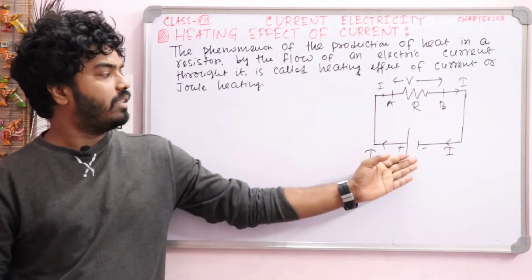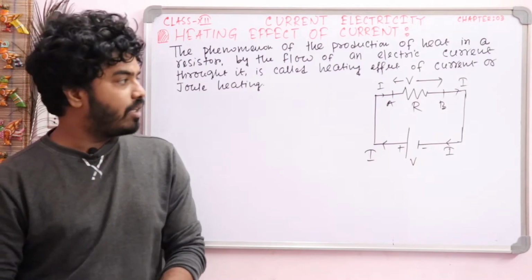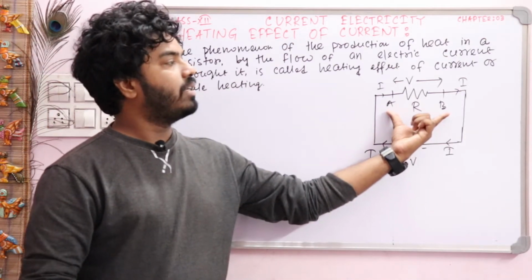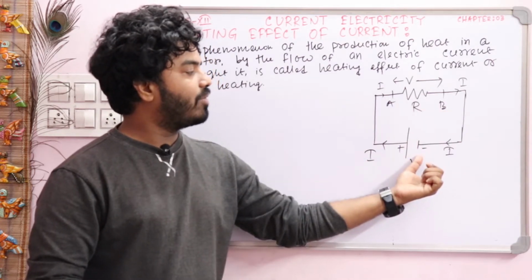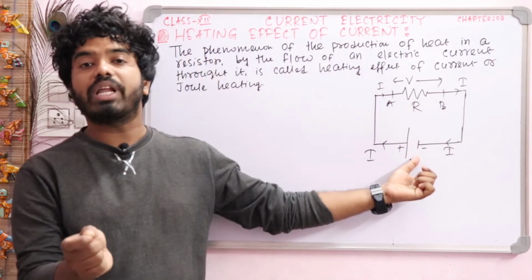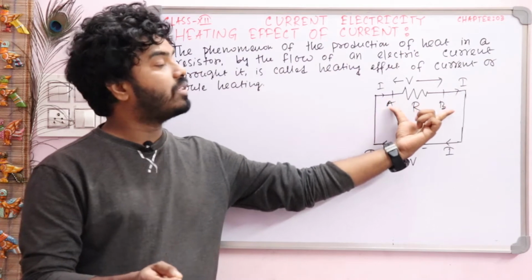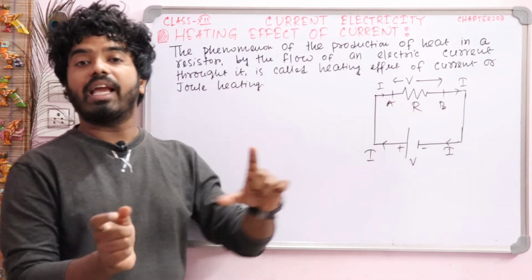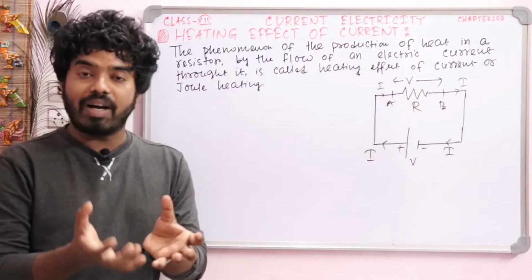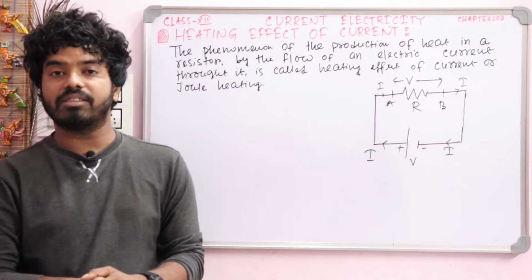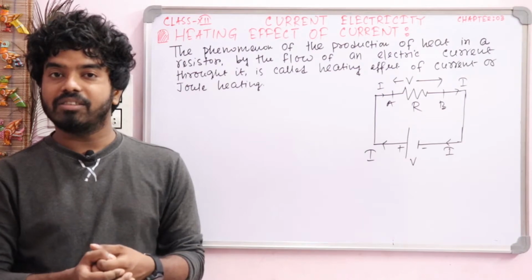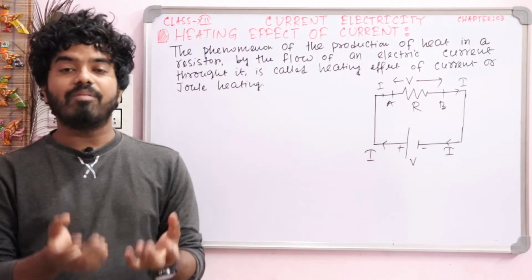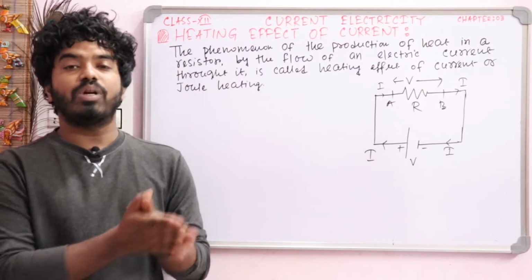Okay, you see this diagram. Here we consider a conductor AB, and this conductor is connected with a source of EMF which maintains a potential difference V between two ends, between A and B. What is the main function of EMF in a circuit? EMF supplies energy to an electric charge.